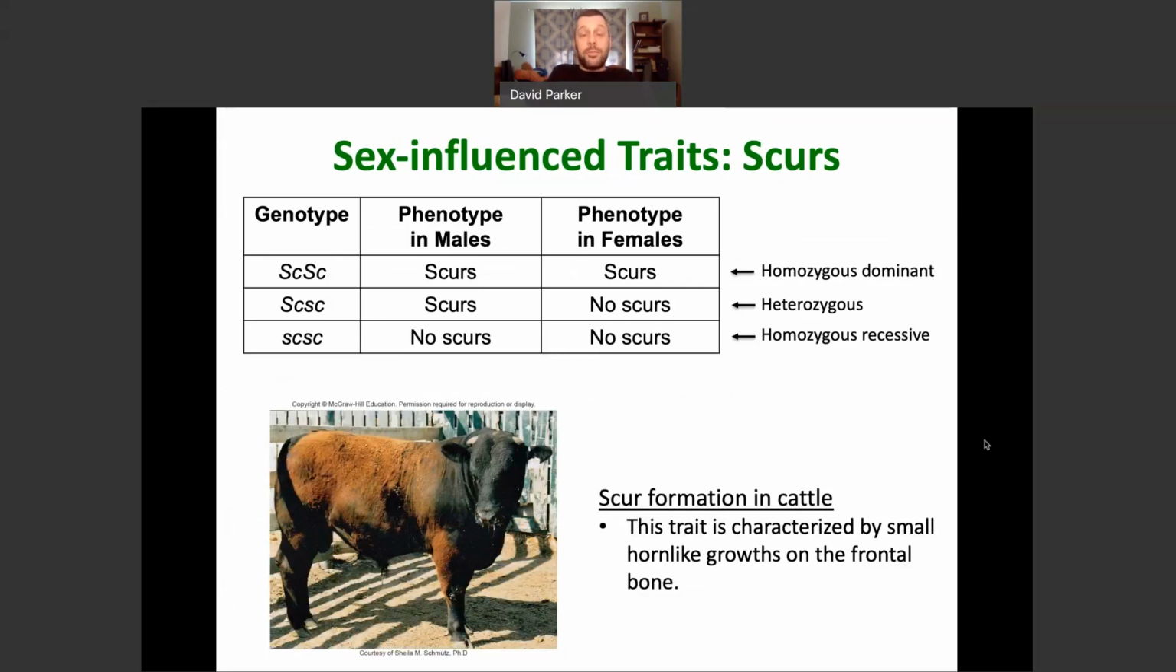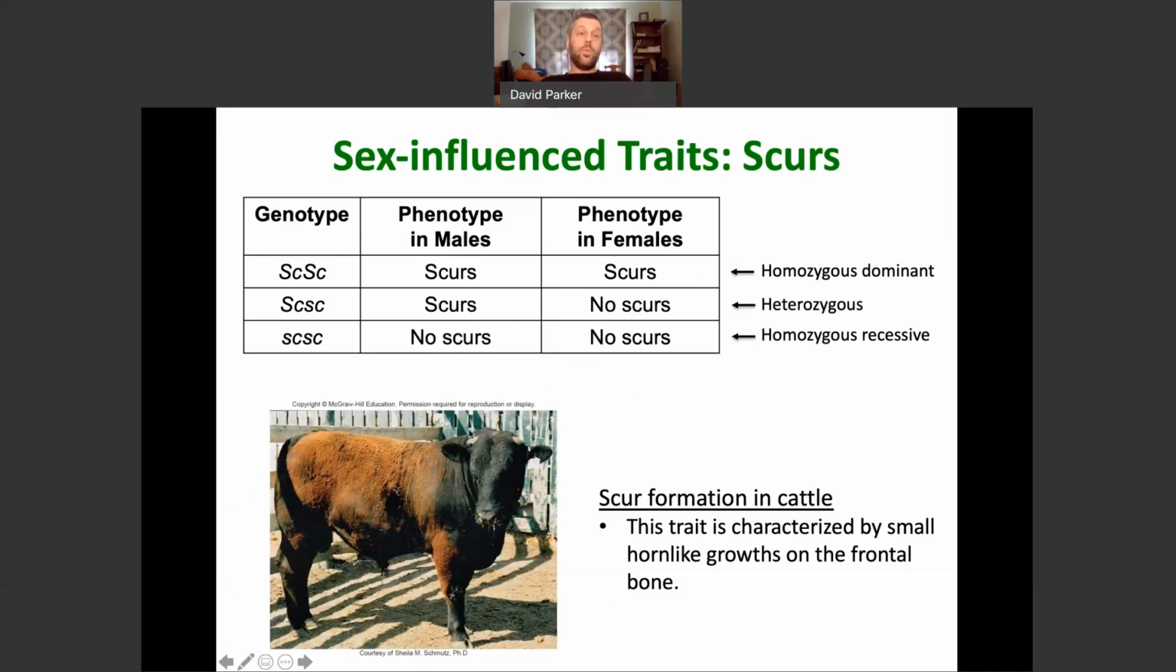So one example of this type of trait is scurs in cattle. If you look at this picture of this bull down here, it has scurs, which are these little horn-like growths on the frontal bone of the skull. Now, this is a sex-influenced trait.